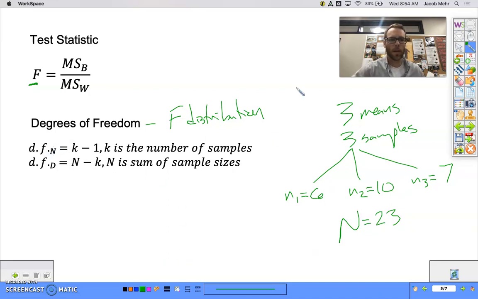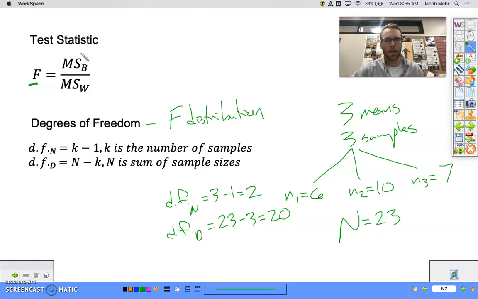So in this case, 3 means, 3 samples, and those are what we have. Our degrees of freedom for the numerator would be the number of samples, which is 3, minus 1, which is 2. And then our degrees of freedom for the denominator would be the sum of the sample sizes, which is 23, minus the number of samples, which is 3, that's 20. So that's how we get our degrees of freedom for the numerator and denominator.